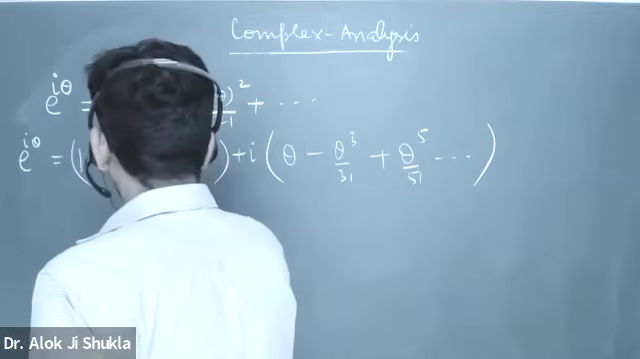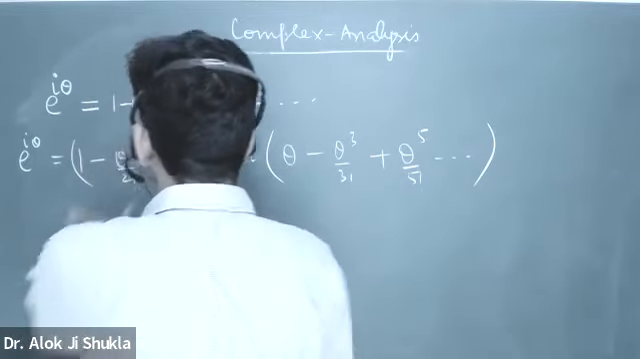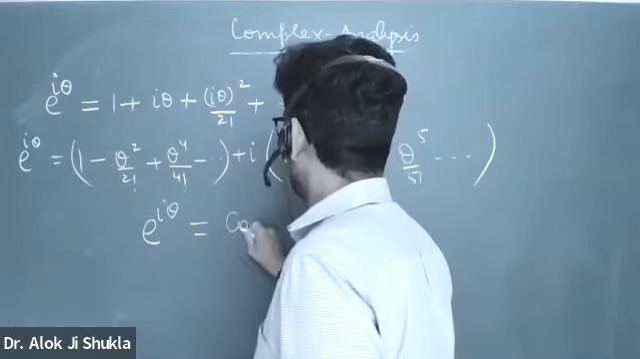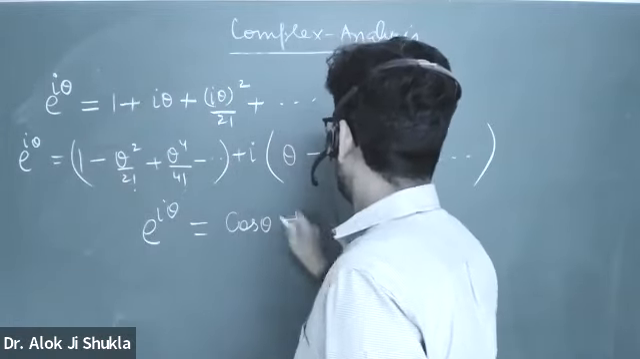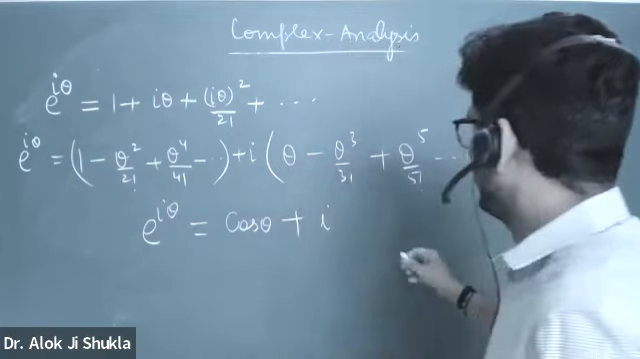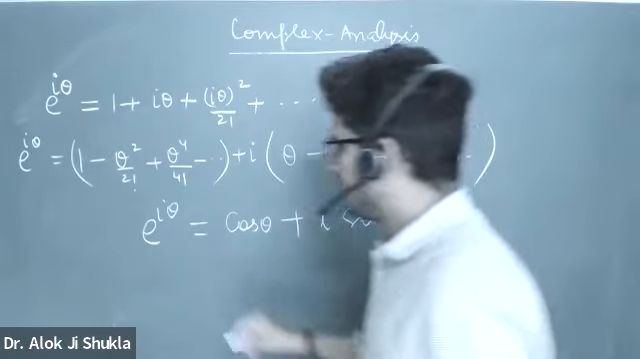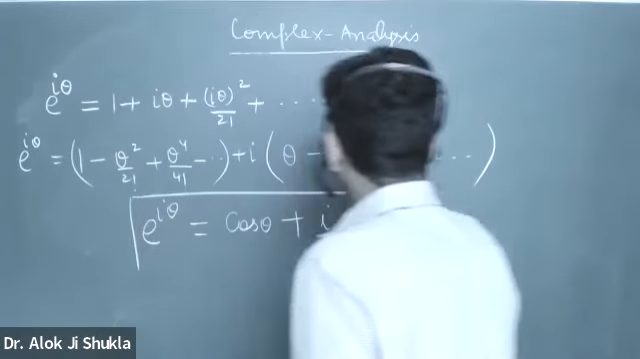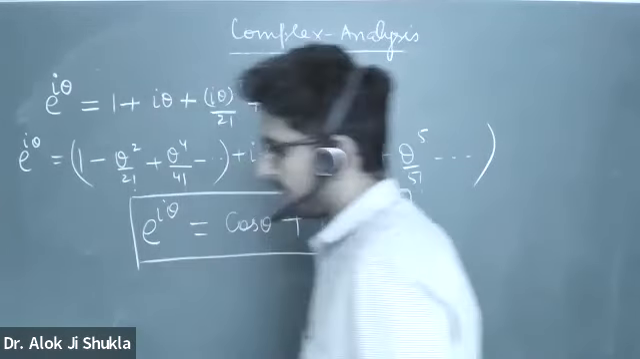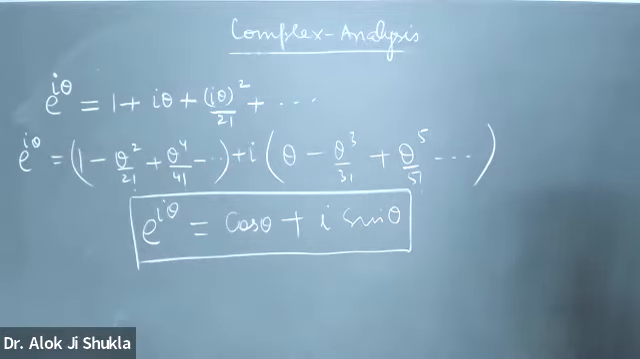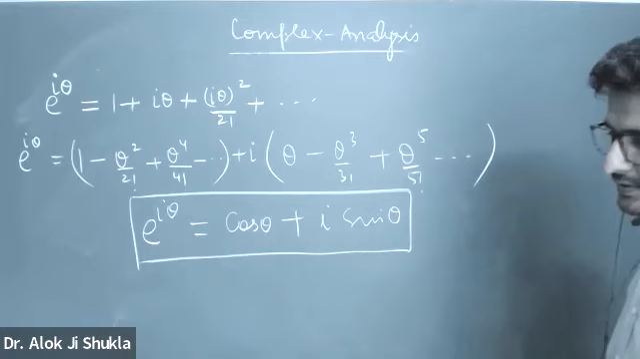This will become e to the power i theta. What is this written here? It is cos theta plus iota, and what is written here is sin theta. This is one of the most powerful equations that is known as Euler's equation.